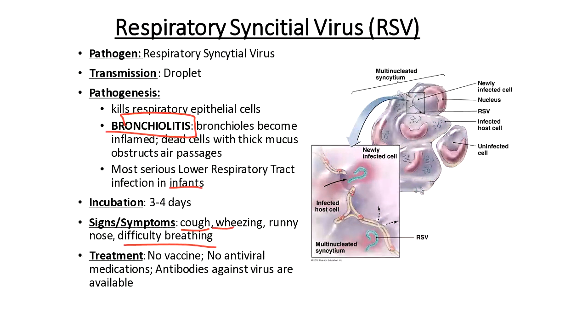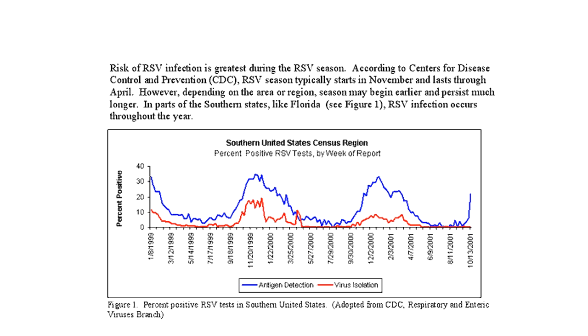And really the only treatment for this is supportive care. There is no vaccine, there's no antiviral medications. There is a possibility of antibodies against the virus being given, but other than that, there really is no vaccine. We typically see more RSV infections in the winter months, especially in the South.